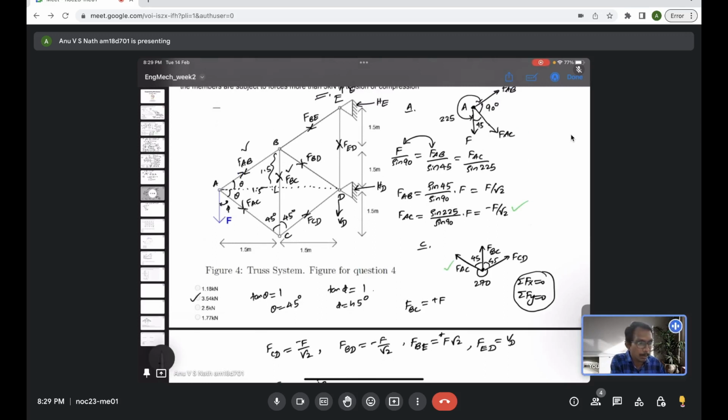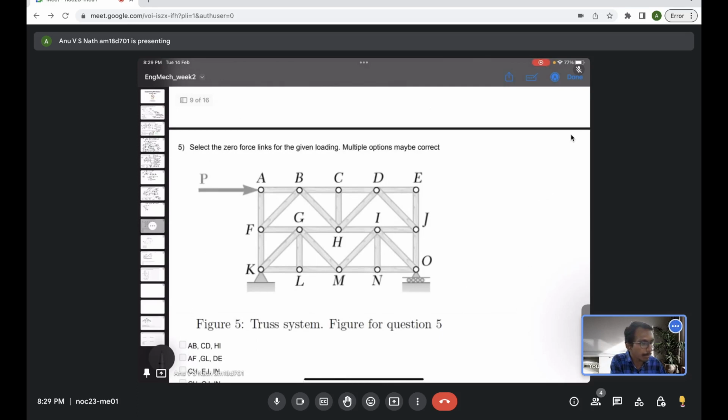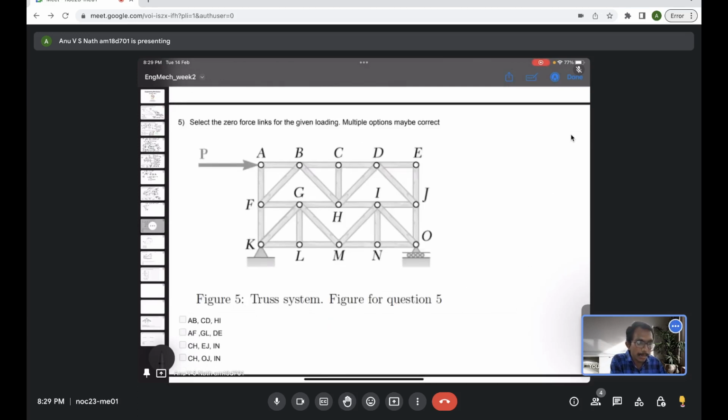Okay, so we'll move to the next problem. Select the zero force links for the given loading. Multiple options may be correct. It's actually a fairly easier one, so I'm not giving any time. If you find the answer, tell me. Let's say which are the members you think are zero force links.